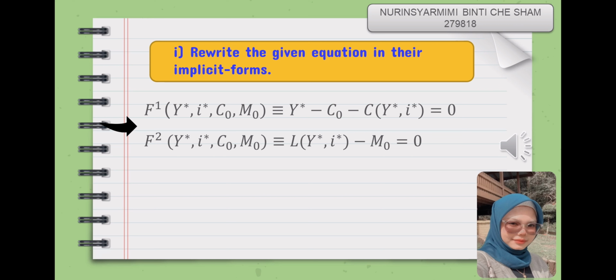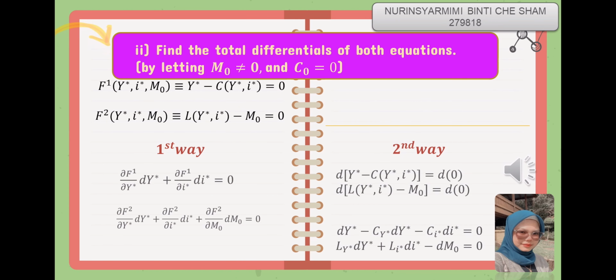Let's start with one Roman. Since I mentioned just now the question is implicit form, so we just write the implicit form in here. Let's move to second Roman. Since the question asks about change in M null, by letting M null unequal to 0 and C null equal to 0, we do not have to write C null again.